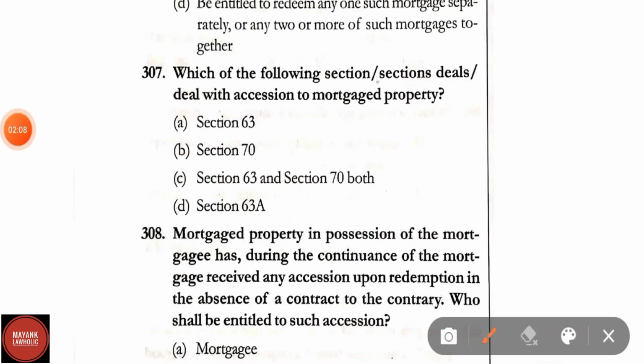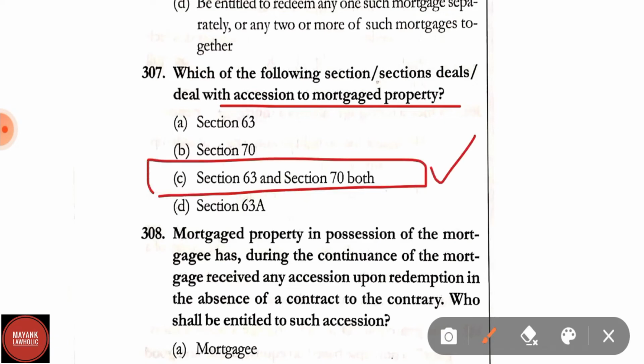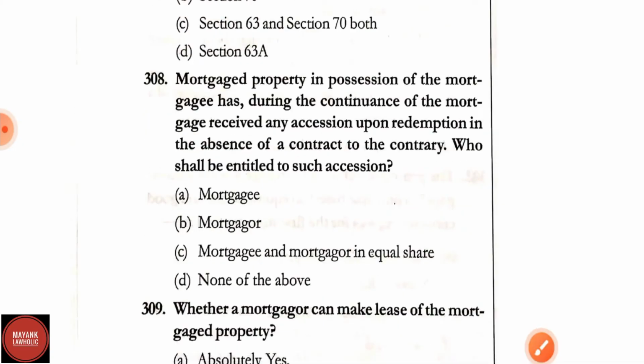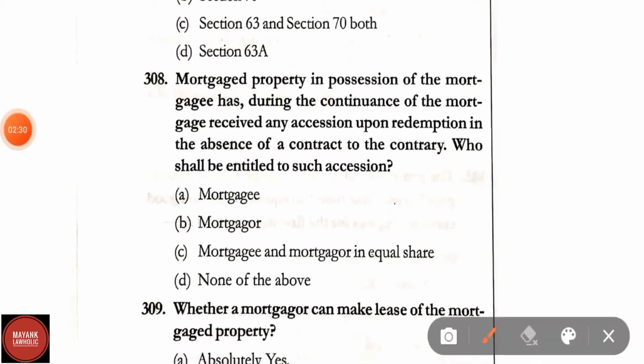Question number 307. Which of the following sections deals with the accession to mortgage property? Options are section 63, section 70, option C section 63 and section 70 both, and option D section 63A. Here correct answer is option C, that is section 63 and section 70 both. Question number 308. Mortgage property in possession of the mortgagee has during the continuance of the mortgage received any accession upon redemption in absence of the contract to the contrary. Who shall be entitled to such accession? Option A, mortgagee, option B, mortgagor, and option C, mortgagee and mortgagor in equal share, and option D, none of the above. Here correct answer is option B, that is mortgagor.